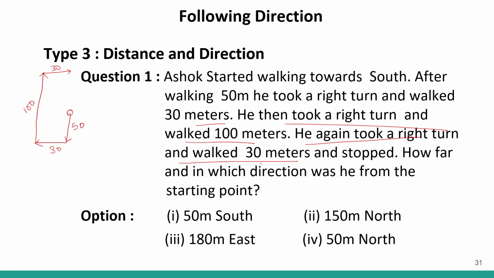And he stopped. How far and in which direction was he from the starting point? So this is the starting point. From starting point, the direction is north. And how far? So it will be 100 minus 50, that is 50 meter. So he will be 50 meter north, which is option number 4. So option number 4 is your correct answer.